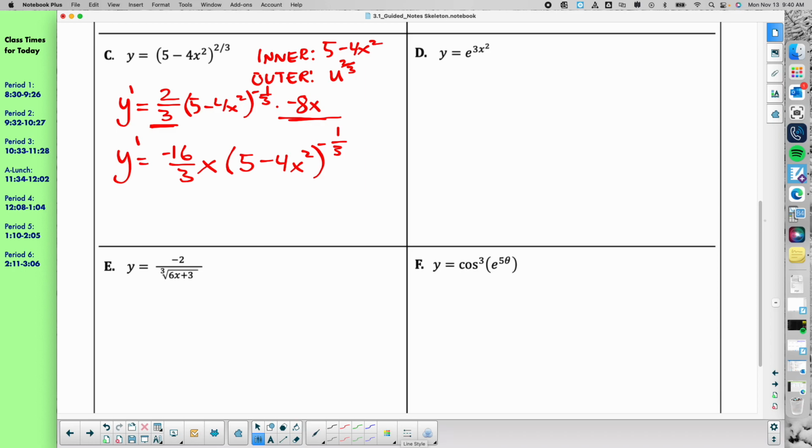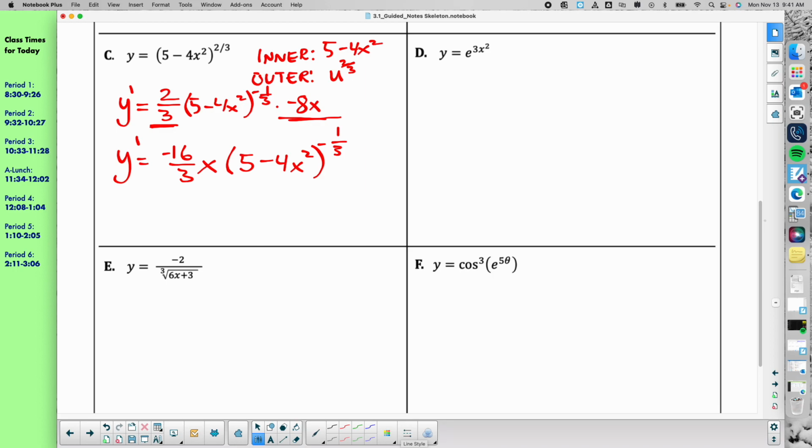Are we done? We can simplify the 5 minus 4x squared by putting it in a fraction to move it to the denominator. You can put it as a cube root, or leave it as a third power. So moving it to the denominator is the only thing you're supposed to do to make it a positive power. It's kind of your choice whether you want to make it a cube root or leave it as a third power.